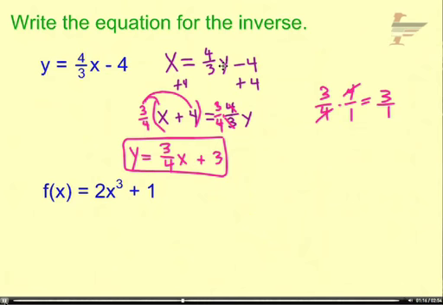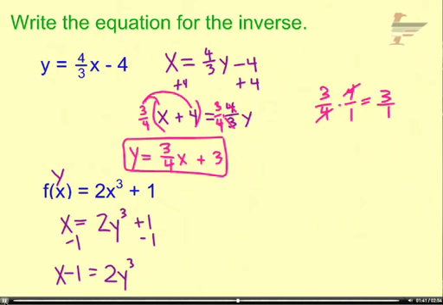Now our next example, this f of x, we'll replace that with a y, and now to find the inverse, switch the x and the y. So x equals 2y cubed plus 1. Kind of similar steps as the last one. We're going to subtract 1 from both sides. X minus 1 equals 2y cubed.